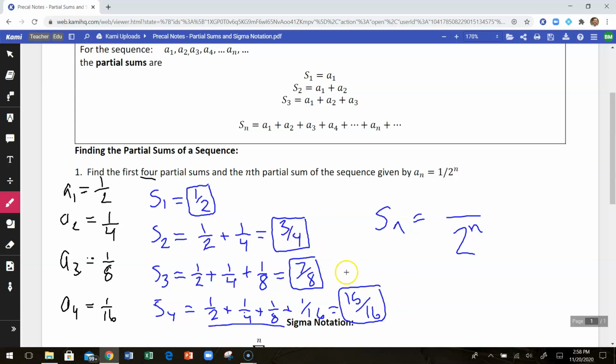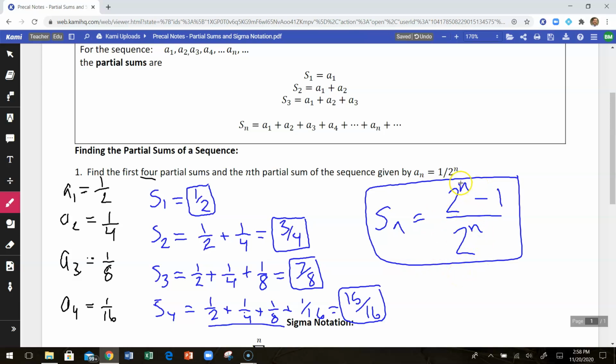It's just one less. So it's going to be whatever I have in the denominator, which is 2 to the n, but then one less than that, so minus 1. And that would give me a formula for the nth partial sum. If I want to know the sum of the first 10 terms, I could simply plug in 10, and it's going to be 2 to the 10th minus 1 over 2 to the 10th.